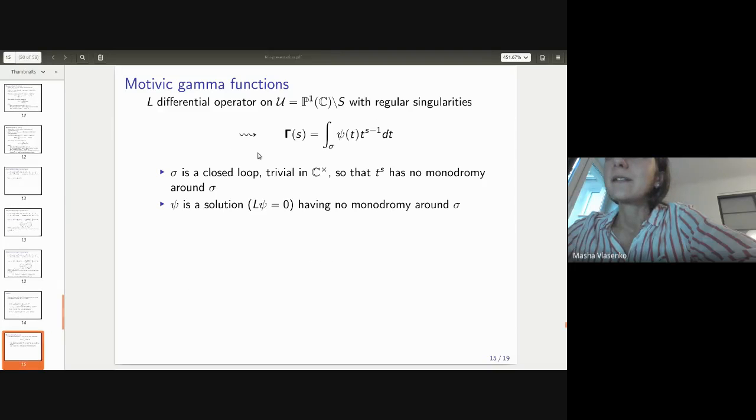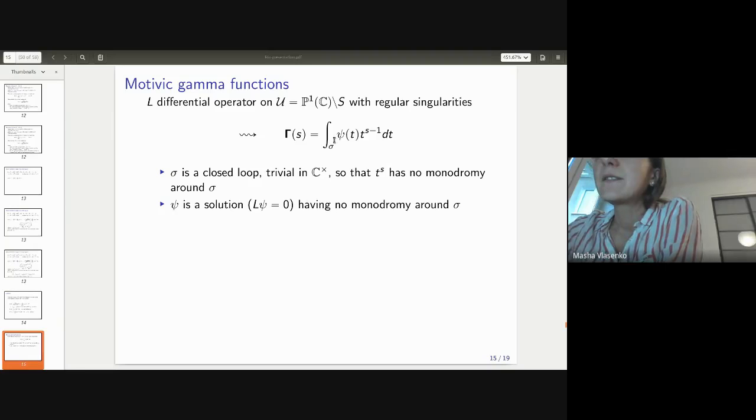Okay, and just a few words about the gamma functions, the generalized gamma functions that enter the main theorem. So for a differential operator on the Riemann sphere minus finitely many points, we can consider such functions as before, where we have a solution to L here, and we integrate along a closed loop, and we choose the loop so that t to the s has no monodromy along this loop. And psi is a solution which has no monodromy along this loop. So the integral is well defined.